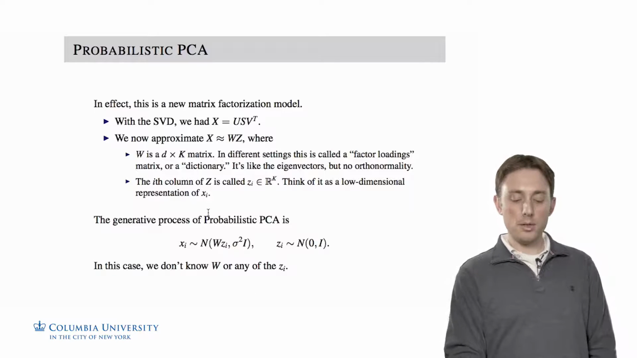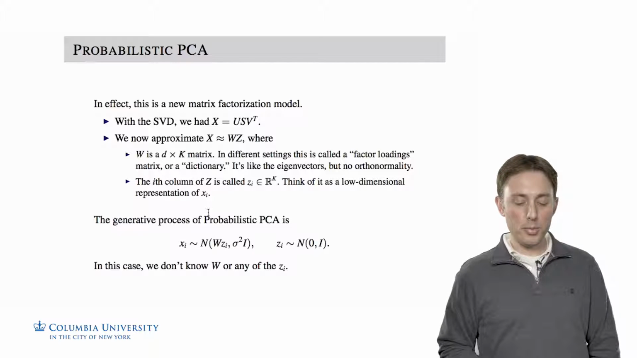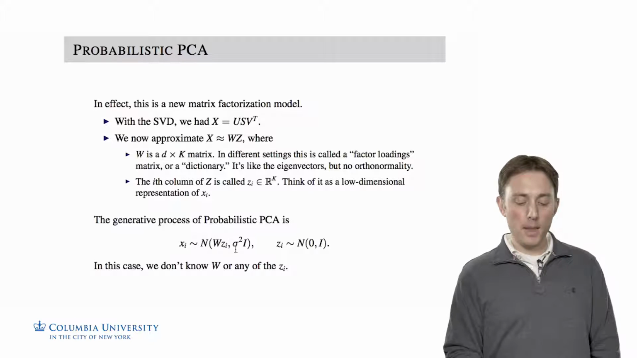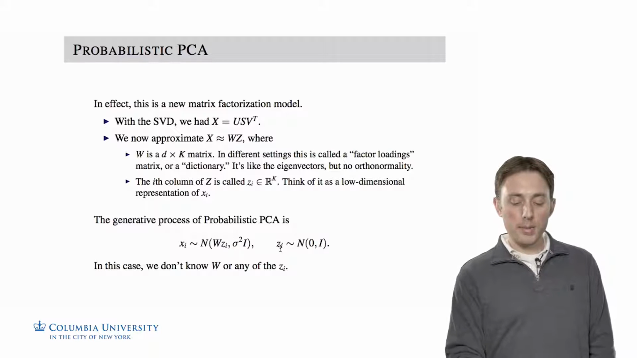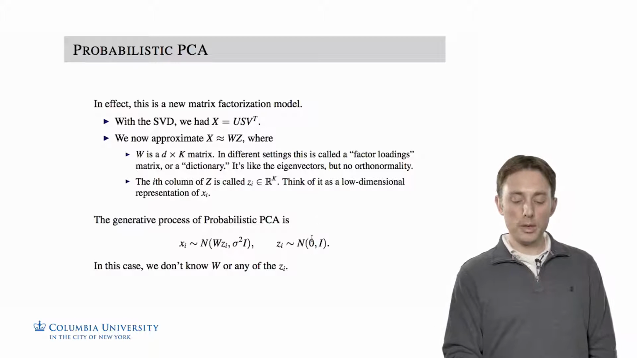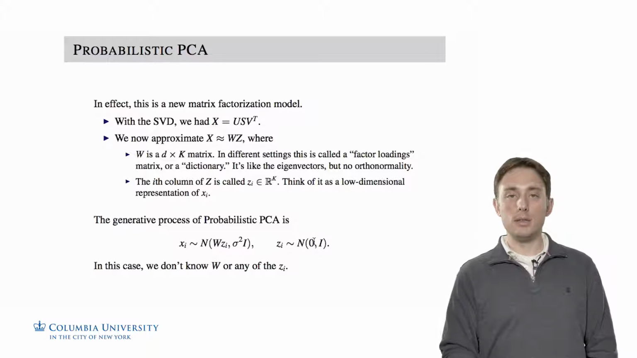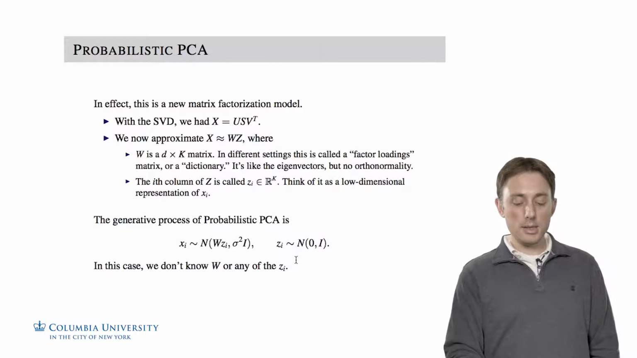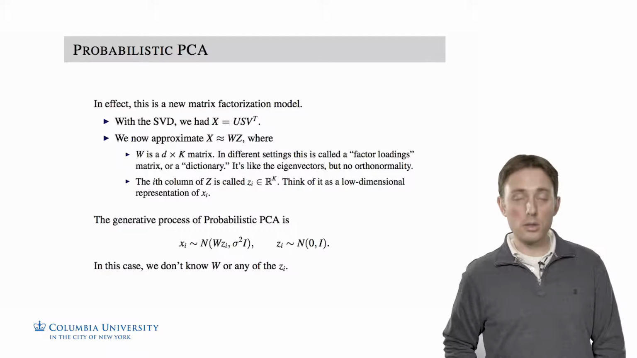Now we have to define the generative process for probabilistic PCA. We assume that the ith data point x_i is a multivariate Gaussian with mean equal to the matrix W, which is d by k, times the vector z_i, which is a k-dimensional vector, plus some noise. The vector z_i is also a random variable from a Gaussian with zero mean and identity covariance matrix. This is the generative process for each data point. In this case, we don't know W, and we also don't know any of these vectors Z. So we want to learn both of these things.